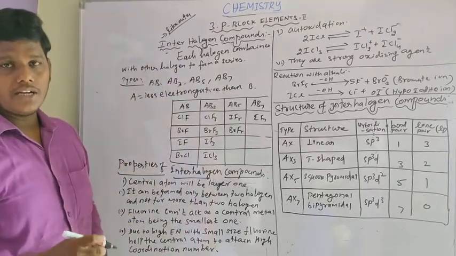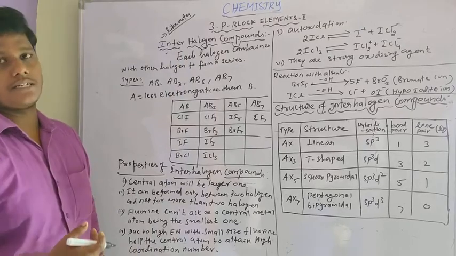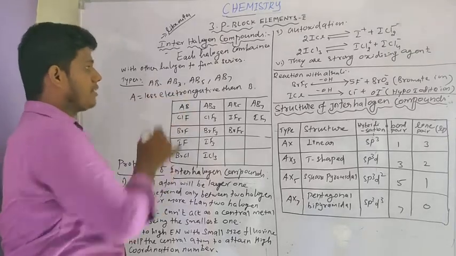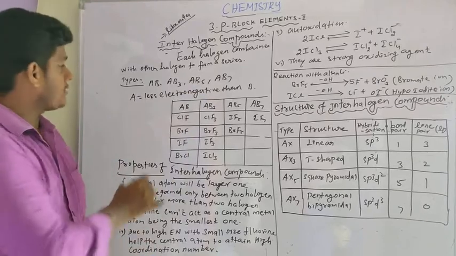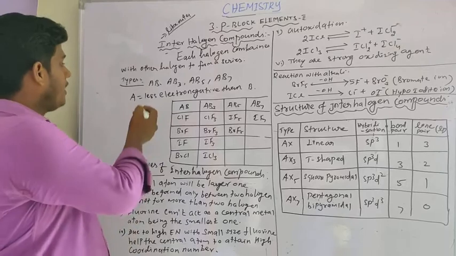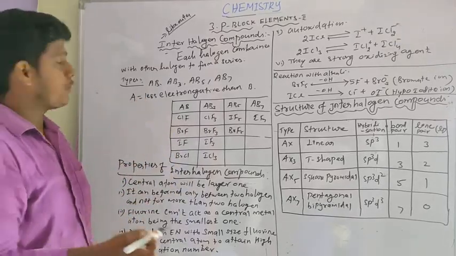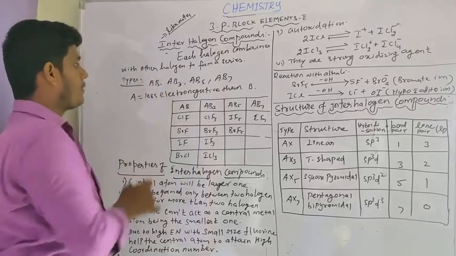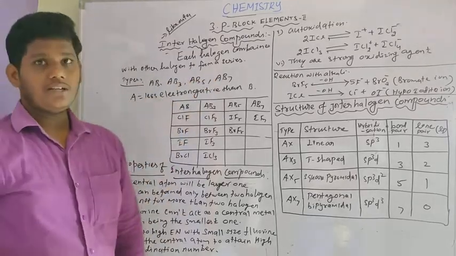Okay. Next, types of interhalogen compounds. What types are present? AB type, then AB3 type, AB5 and AB7. A is one halogen and B is another halogen. Here A is a less electronegative atom than B. If you compare A and B, A is less electronegative than B. So that is some basic information for interhalogen compounds.